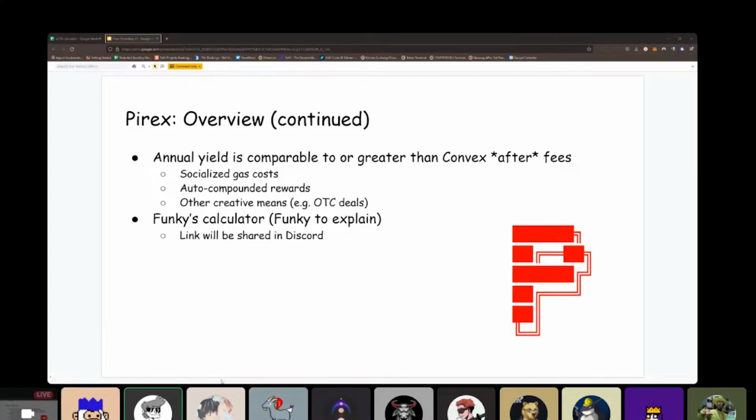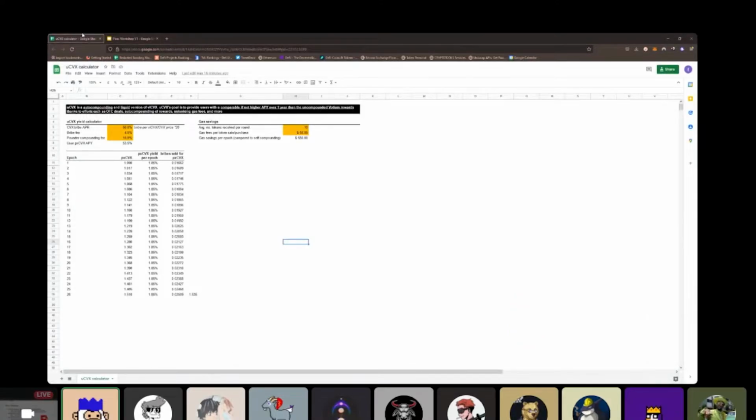Cool. So you have your vlCVX, you put it into Pyrex, and we're promising some value, but we're also taking fees. So the question a lot of you might have is, where does this value come from? The short answer is, first of all, you get your value from kind of intangible areas, essentially the liquidity and the auto compounding.